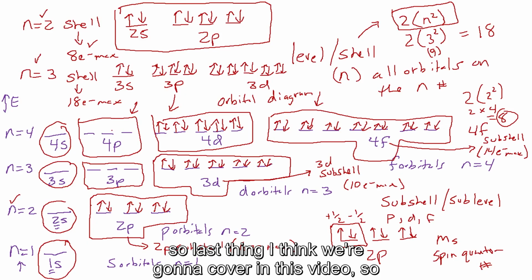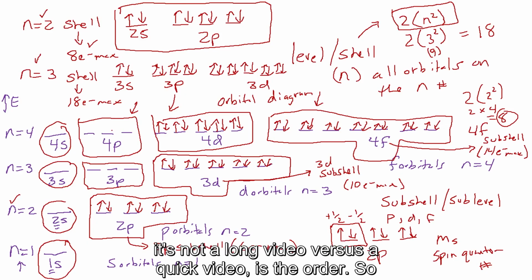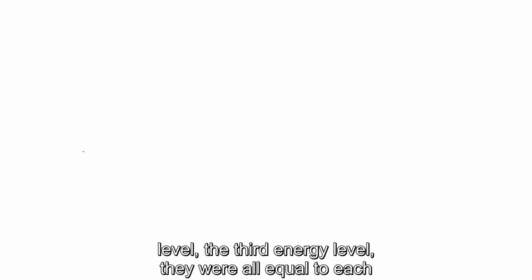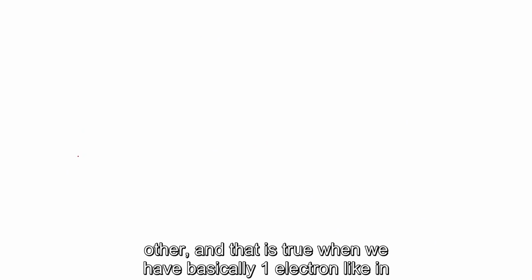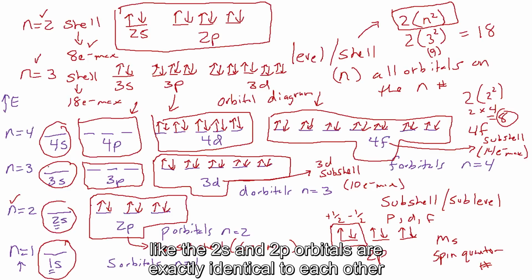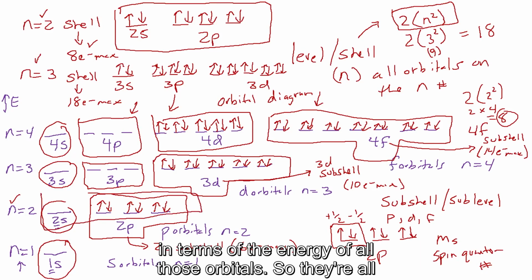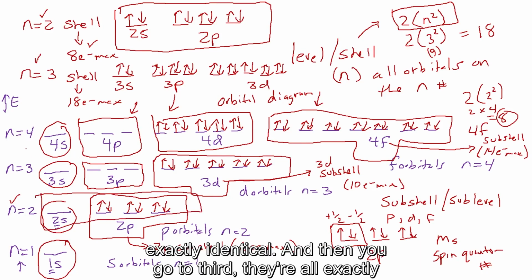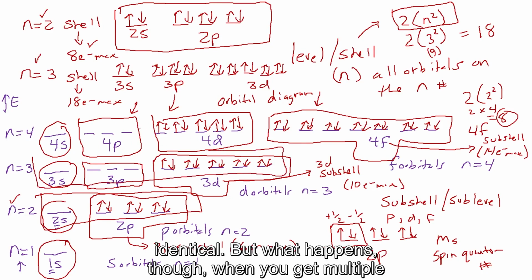All right, so last thing I think we're going to cover in this video, so it's not a long video versus a quick video, is the order. What we saw on the previous slide was when you look at the orbitals, say on the first energy level, the second energy level, the third energy level, they were all equal to each other. And that is true when we have basically one electron, like in hydrogen. Everybody on the second energy level, n equals 2, like the 2s and 2p orbitals, are exactly identical to each other in terms of the energy of all those orbitals. And then you go to the third, they're all exactly identical.